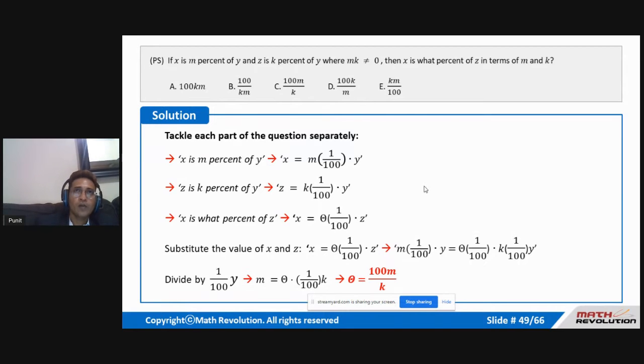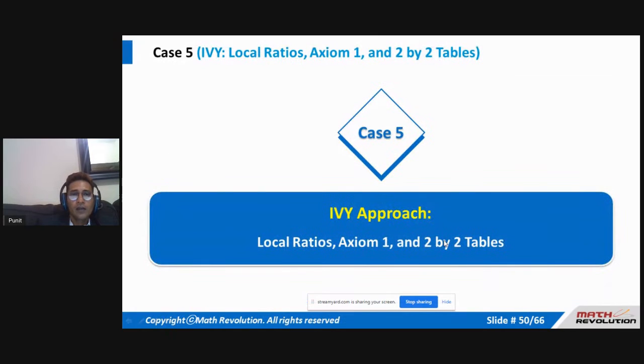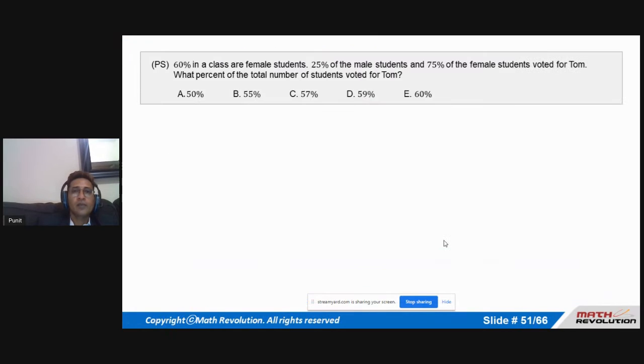But when you panic, oh my God, it's a probability, you have already lost 50%. So don't get overexcited, don't panic, and don't demotivate yourself. Let's talk about the next part: 2 by 2 tables. Let's apply the 2 by 2 tables.